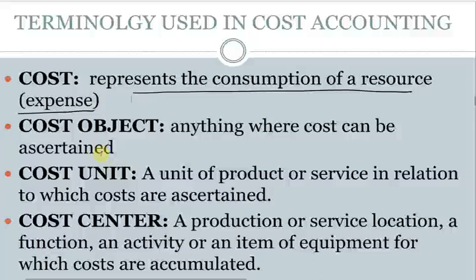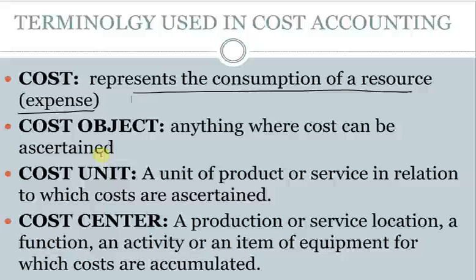Cost object. So when you're talking about a cost object, what is this? Anything where cost can be ascertained. So it's anything where we can establish a cost, right? Where we can establish a cost. So if I'm saying that Ilovo has those 1 kg packets of sugar, right? Based on those items, they can establish a cost for that item. So that one is a cost object.